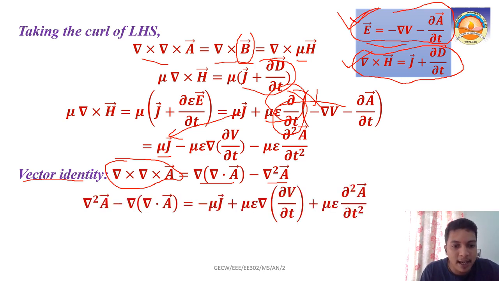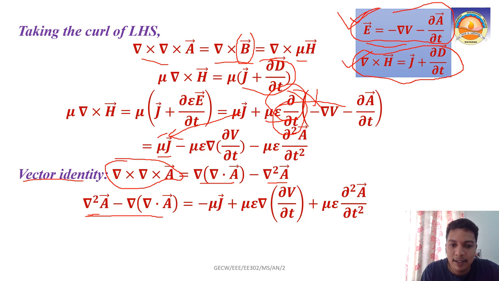This del square A, this thing, if we rearrange it, is equal to what? Del dot A minus del square A equal to mu J minus this part. So if we just rearrange it, it will become del square A minus del of del dot A. Means we are multiplying it with minus 1. So we will get this del square A minus del of del dot A.